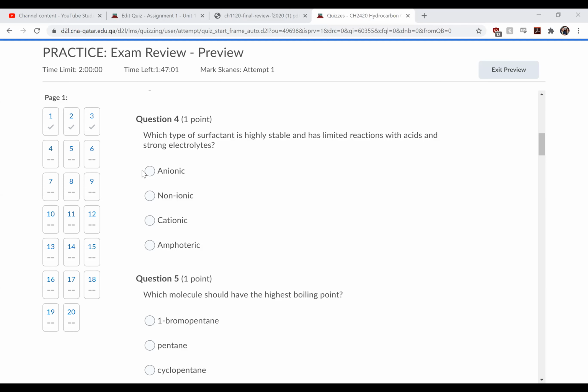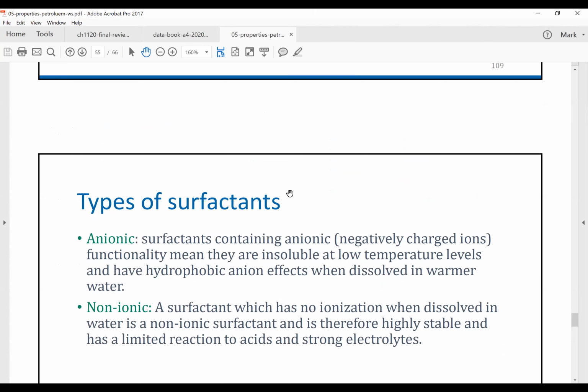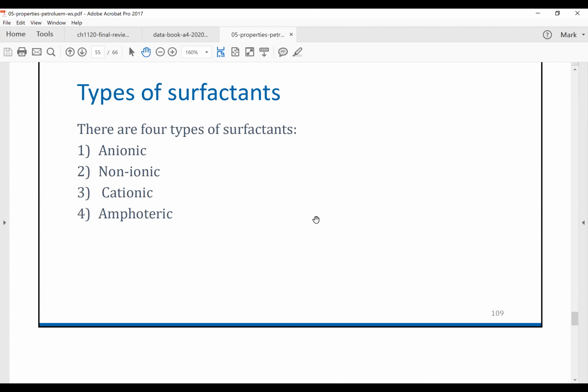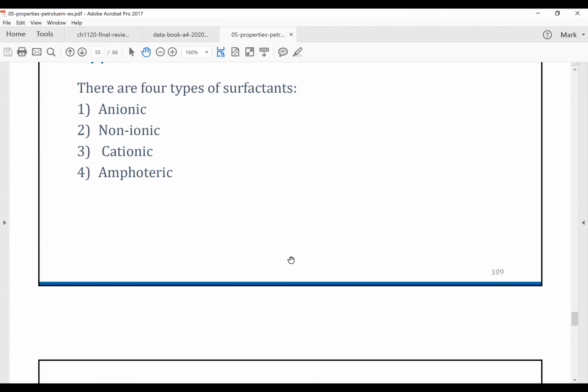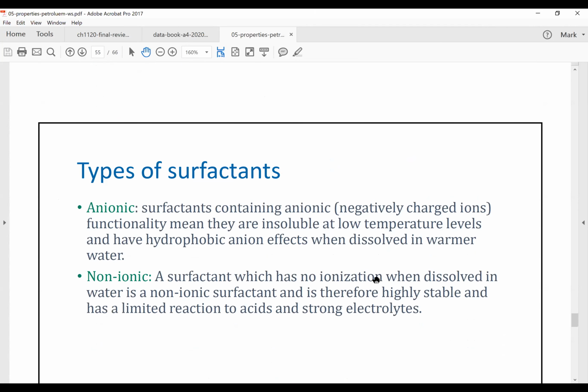And I'm very impressed. Yeah, amphoteric. That's perfect. Amphoteric. Let me just open up my notes here. I'll show you. You definitely want to know this for your final exam. There you go. Okay, the 4 types of surfactants. This was on slide 109. I know that sounds a bit crazy, but I would word it a little bit easier for you guys because you can't use your notes.